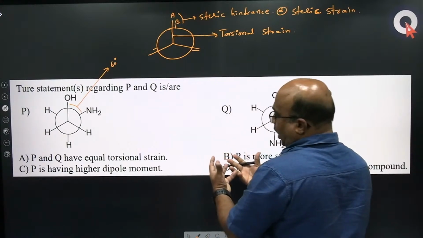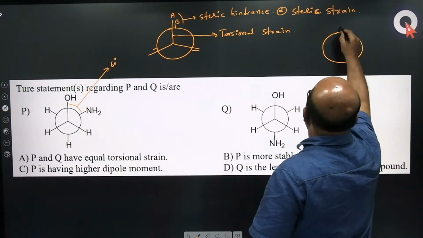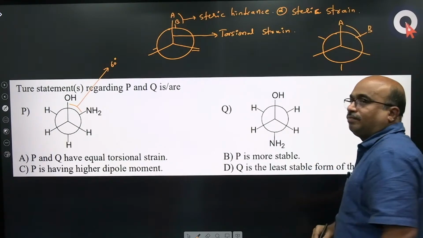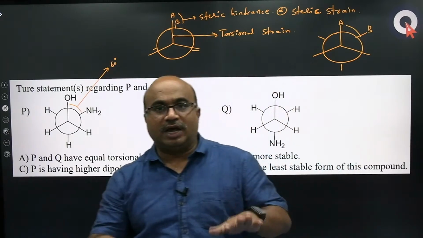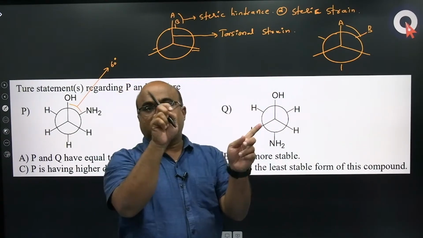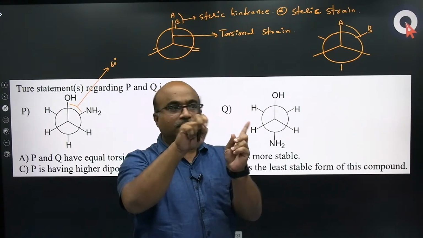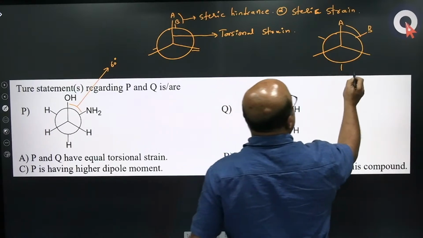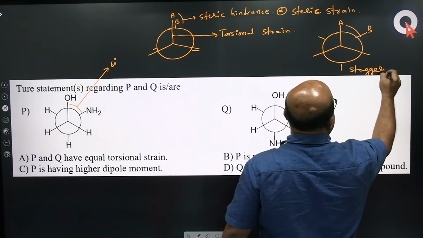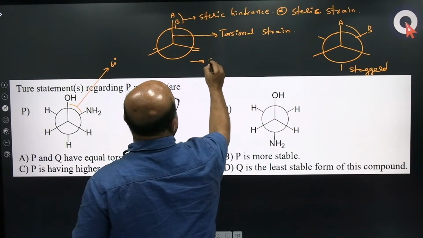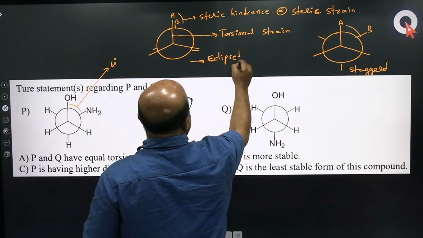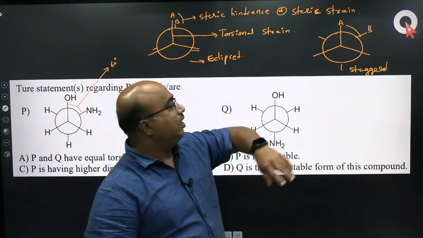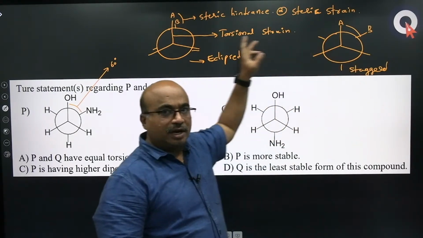But if it is a staggered conformation with an angle of 60 degrees, when the bulky groups, suppose A and B, are at an angle of 60, then the steric repulsions will decrease as well as torsional repulsions, because the bonded pair electrons are away from one another, and the bulky groups are also away from one another. So their electron cloud repulsions also decrease. So this is staggered, and this is eclipsed. We say staggered, with less torsional repulsion as well as steric repulsion, is more stable than eclipsed conformation.